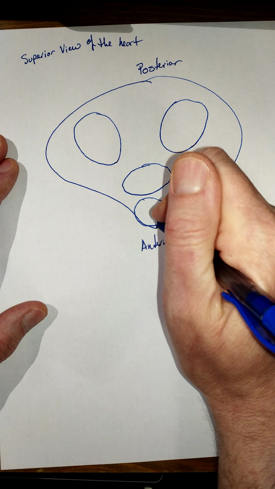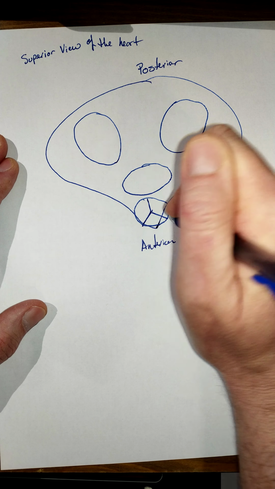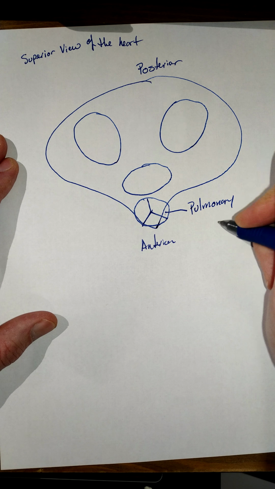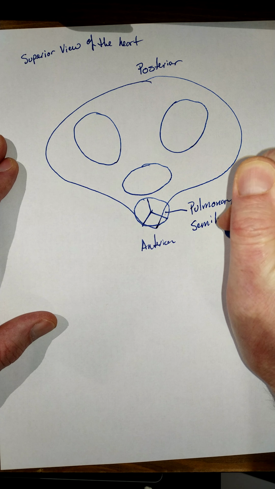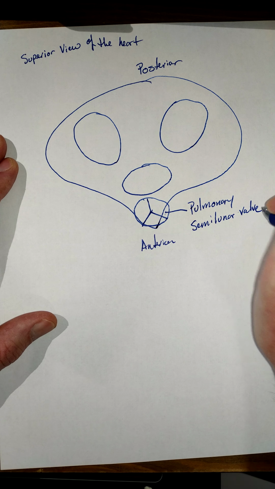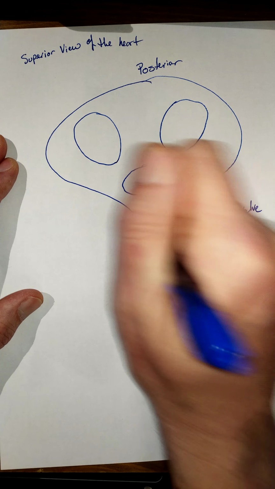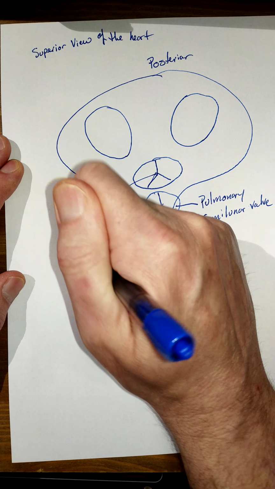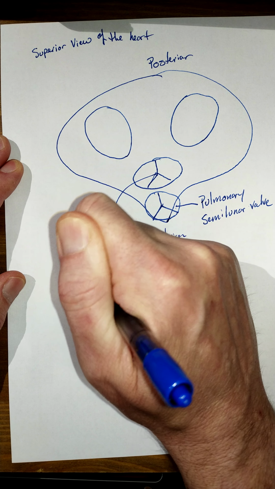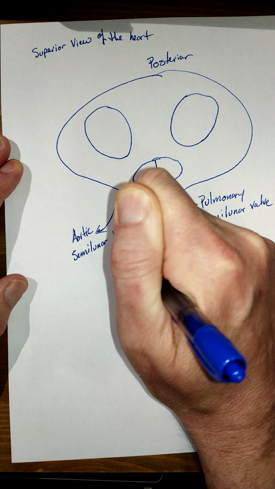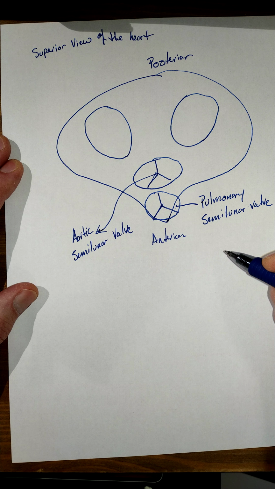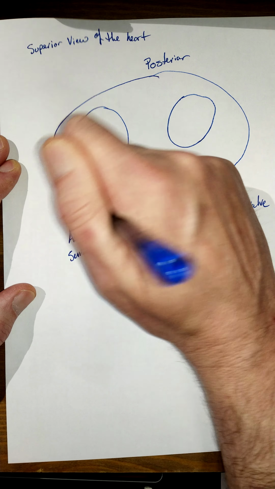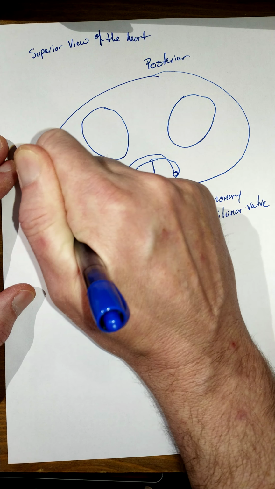And right here, we have our pulmonary semilunar valve. Right here, we have our aortic semilunar valve. And then right in here, those are openings to our coronary arteries.